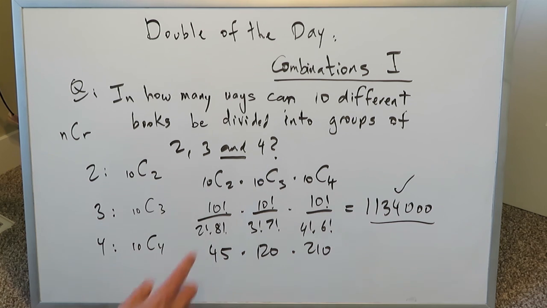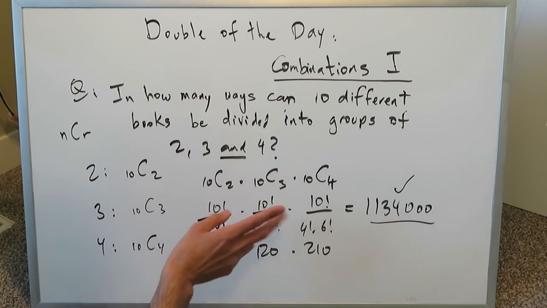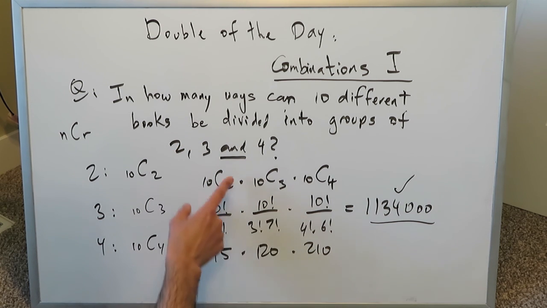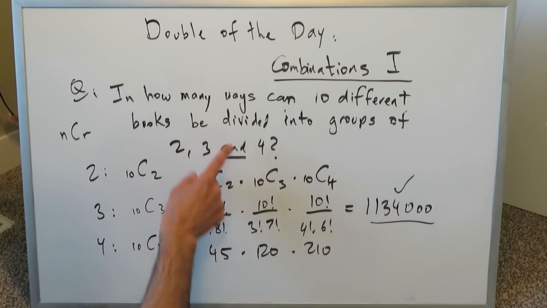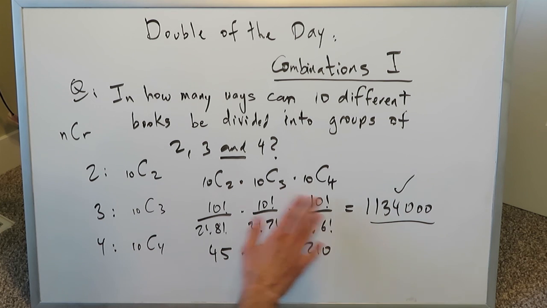If, however, this question had the word "or," in that instance, you'd be adding all of these. When you see the word "and" in probability and counting, you think about multiplying. When you see the word "or," you think about adding. But this answer should be good.